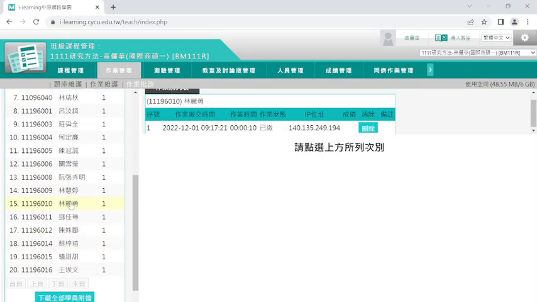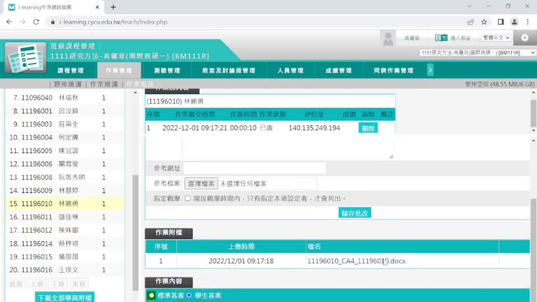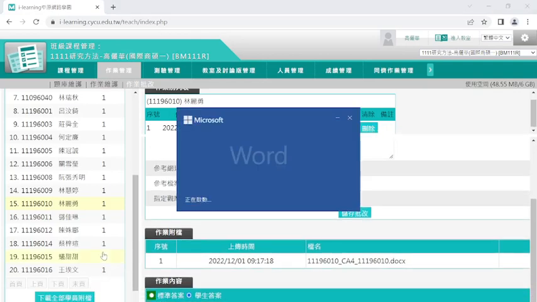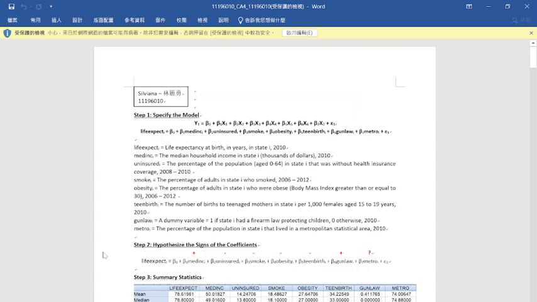Here. You can make it larger. Make it larger.